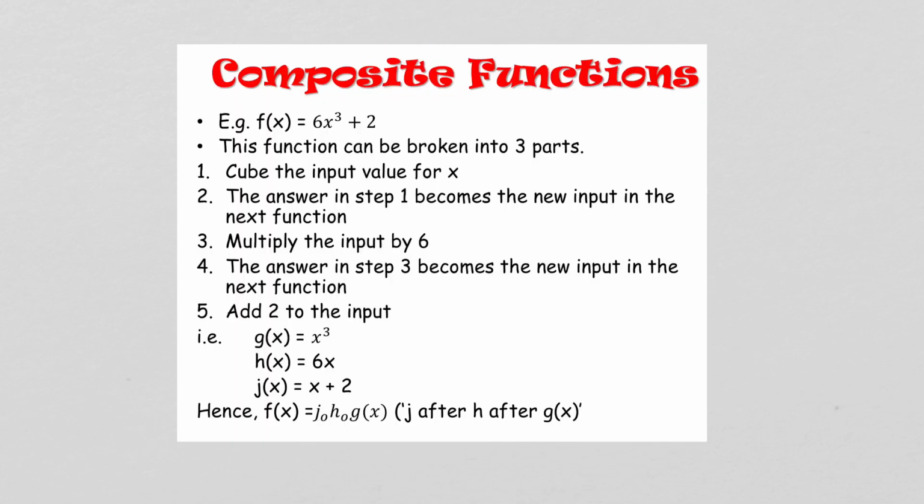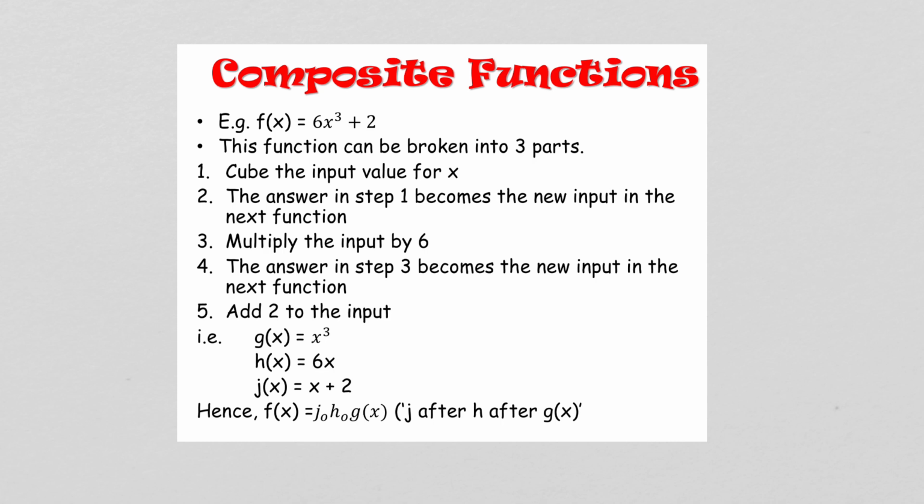So let's take a second example here. If we have 6x cubed plus 2, well, the order in which we're doing our decomposition is really, really important. So what is the first thing we have to do here to our function? Of course, it's that we are going to cube it. The answer in step 1 would become the new input in the next function. So what am I doing next to my input? I've cubed it first. Well, the next step would be to multiply it by 6.